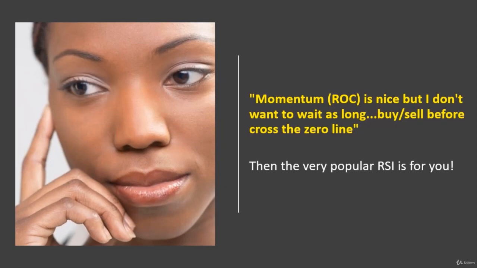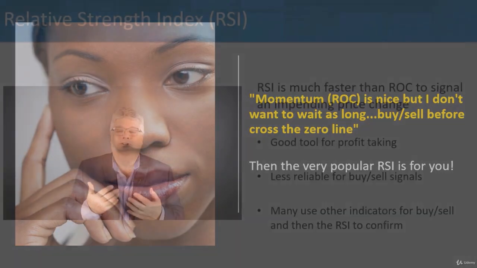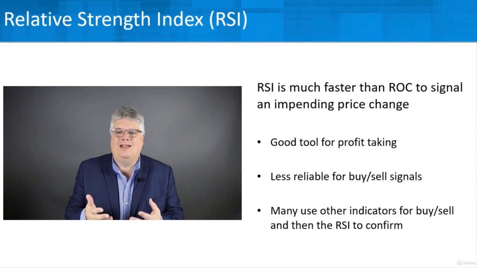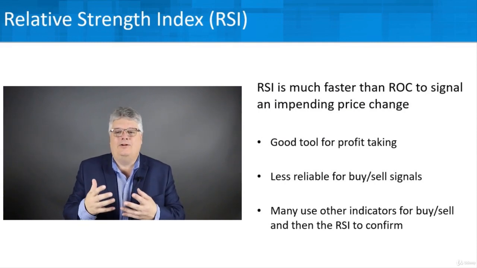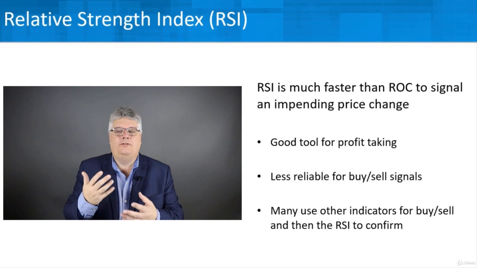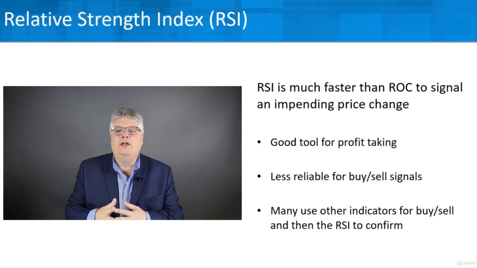All right, well, you may be saying to yourself something like, Steve, momentum or rate of change is nice, but I don't want to wait as long to buy or sell before it crosses the zero line. I want to get in there a little sooner. If that's true, then the very popular RSI is for you. So RSI, or Relative Strength Index, is a momentum indicator, and it's much faster than the rate of change or traditional momentum as a signal that an impending price change might be happening. So it's a good tool.